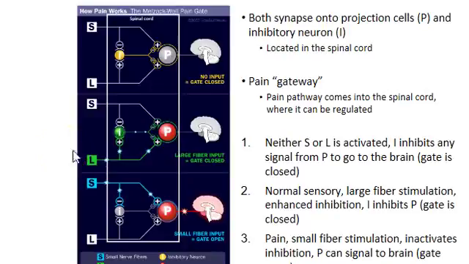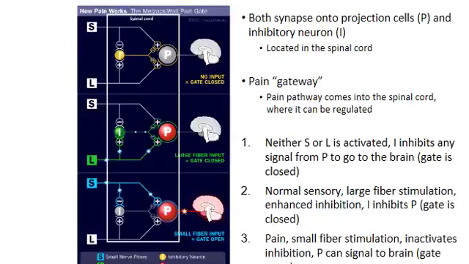Okay. Now, in the middle panel, the large nerve fiber is activated, and so remember, this is kind of your normal sensation. It activates the interneuron to release more GABA. The GABA can act on the projection neuron, hyperpolarizing it. And so the outcome will be no pain signal sent to the cortex, and no perception of pain will be felt. Thus the pain gateway remains closed.